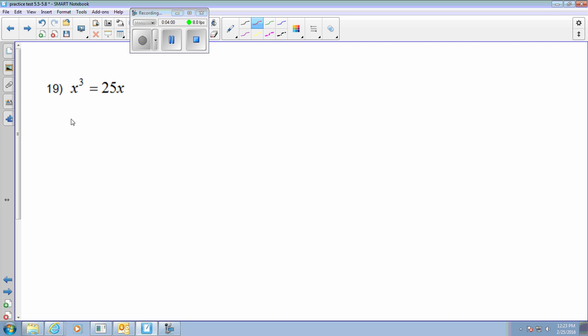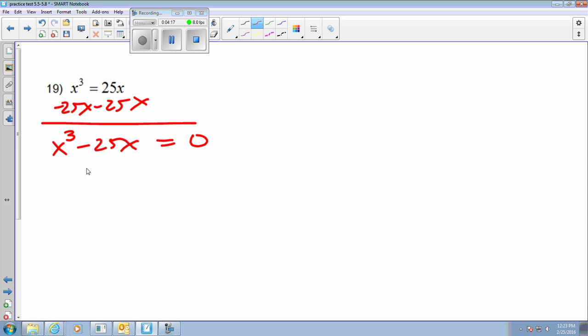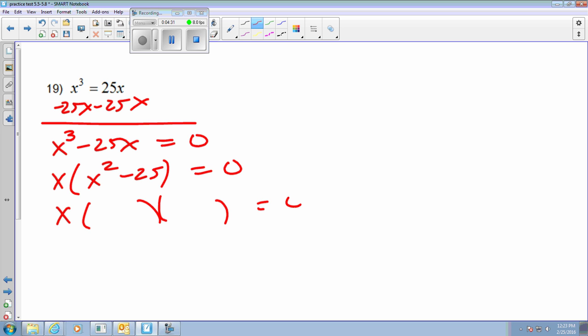Number 19. Again, we need to get this thing to say equals 0 before we can do any factoring. So I'm going to subtract 25x from both sides, giving me x cubed minus 25x equals 0. The next thing we're going to do is factor out our greatest common factor, which gives us x squared minus 25. And then I notice that this is a difference of squares pattern, so I'm going to go binomial, binomial. Square root of the first term is x, goes in both front positions. Square root of the last gives me 5, goes in both back. One is plus, one is minus.